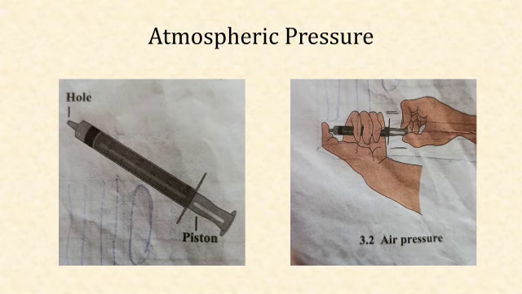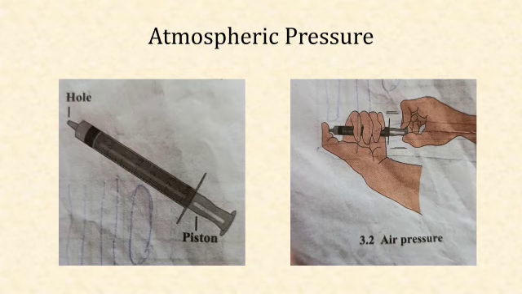Now, close the inlet hole of the syringe tightly with your thumb, pull the piston and let it go. Please refer to the second picture on the screen. Is the force required to pull out the piston more or less than before? Does the piston remain as it is even after you let it go?